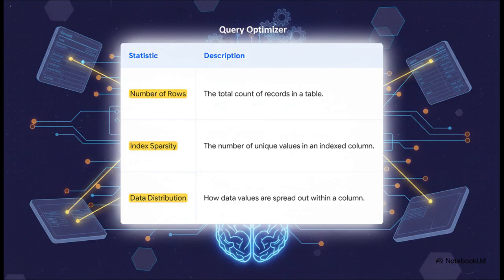So what are we talking about here? Well, take a look. Things like number of rows. This tells the optimizer if it's searching through a tiny village or a massive city of data. Then you have index sparsity, which is all about how unique the values are. Is it trying to find one of only 50 states or one of a million different email addresses? That changes everything. And maybe most important is data distribution. If the optimizer knows that, say, 90% of your customers live in one state, it can use that info to make a way smarter plan to get the data it needs.